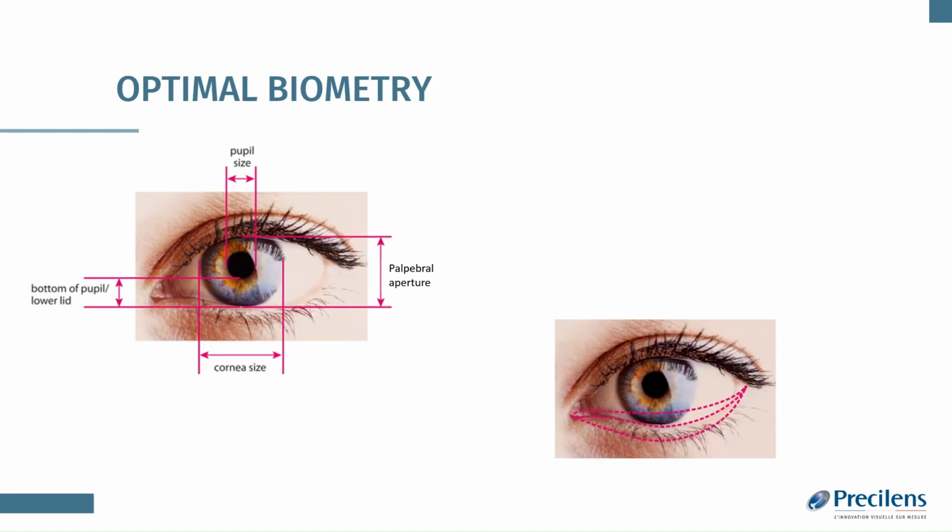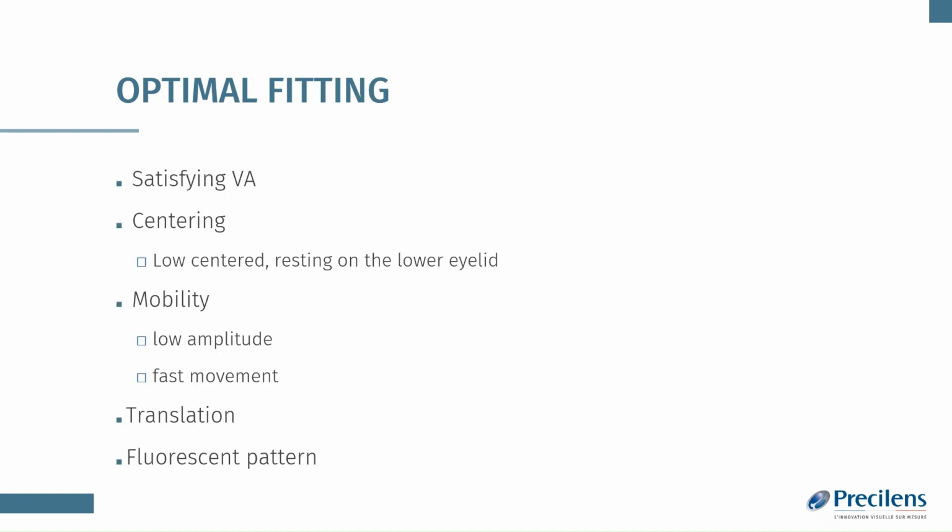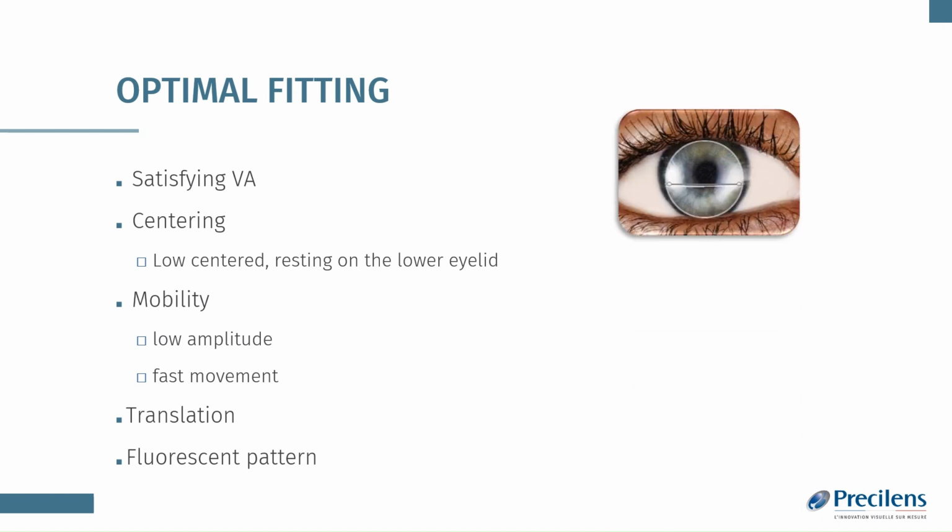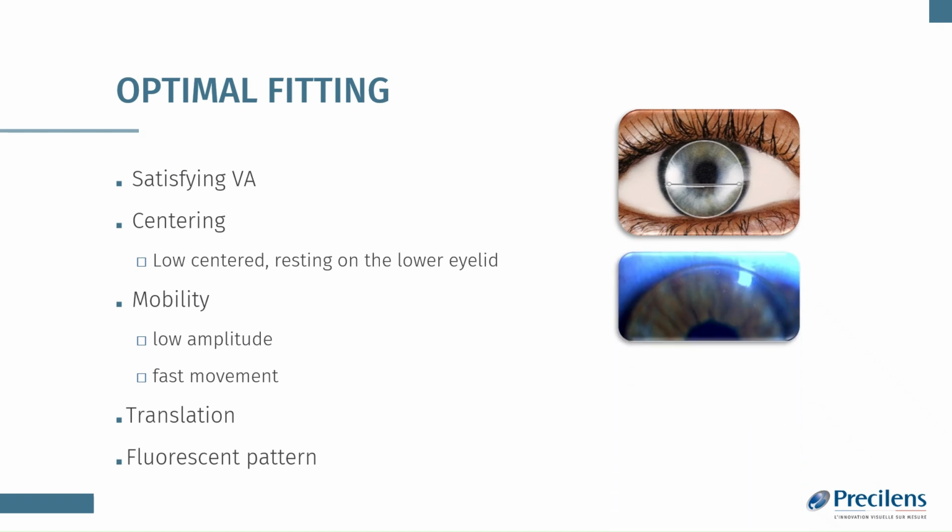In order to ensure optimal results with the Expert Progressive, the eyelid opening must be at least 9 mm, and the lower eyelid must be tangent to the limbus. A covering or uncovering of 0.5 mm is tolerated. The fitting is optimal when visual acuity is satisfying. Centering is expected at the bottom, resting on the lower eyelid. The movement at the blink must be of low amplitude with a rapid recentering in order to avoid fluctuating vision with each blink. When looking downwards, there should be an upward translation of the lens.